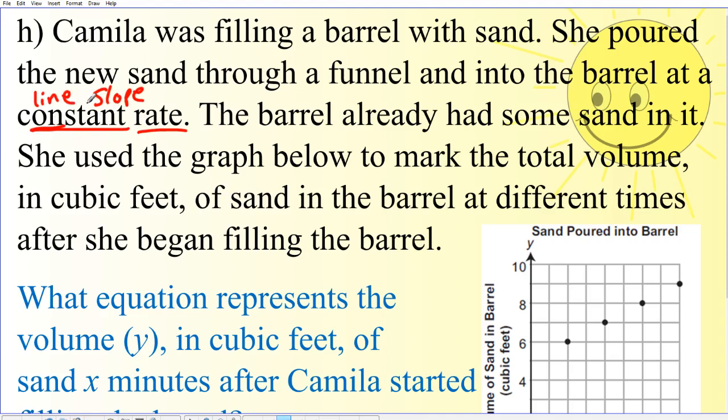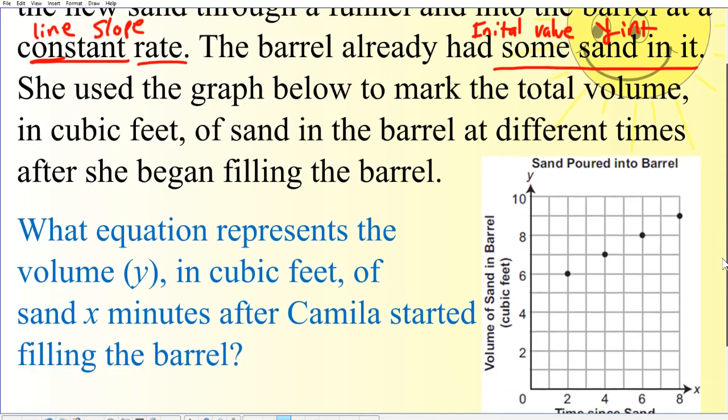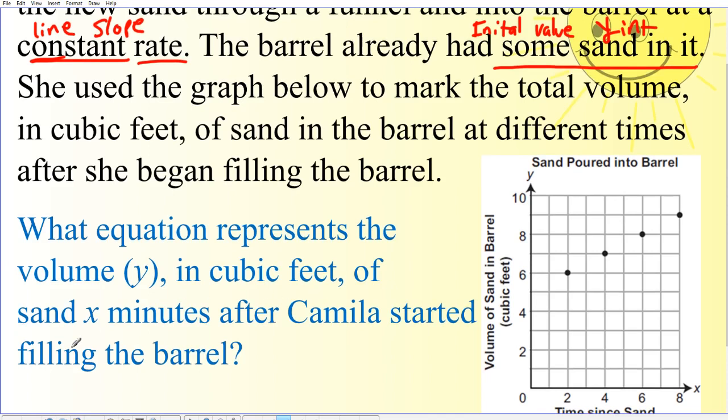The barrel already has some sand in it. That is your initial value, which is your y-intercept. Since she used the graph below to mark the volume in cubic feet of sand in the barrel at different times after she began filling the barrel. Okay, so we have a graph that she gave us that has some of this information in it. Question is, what equation represents the volume in cubic feet of sand after X minutes? So, what is the equation of the line?